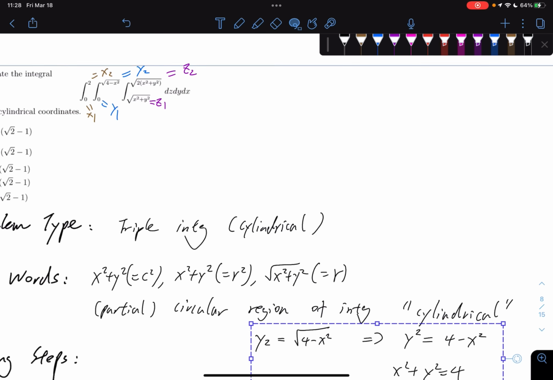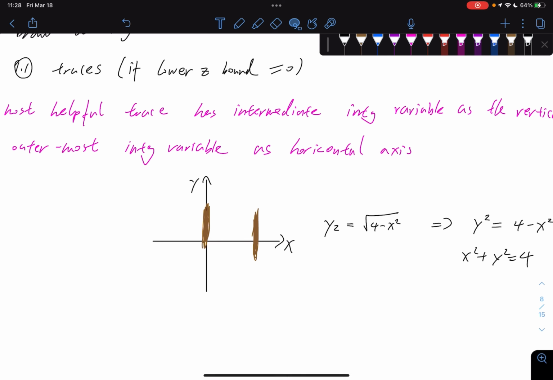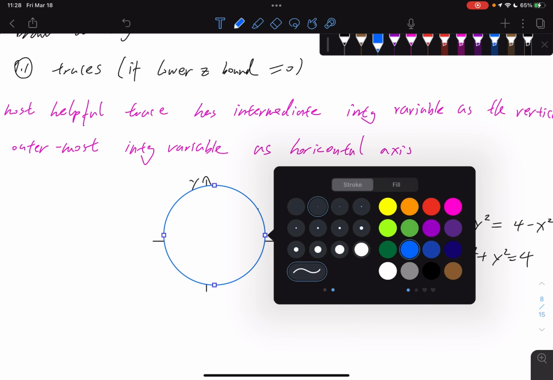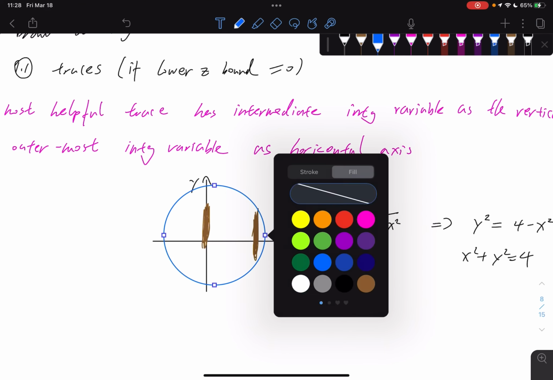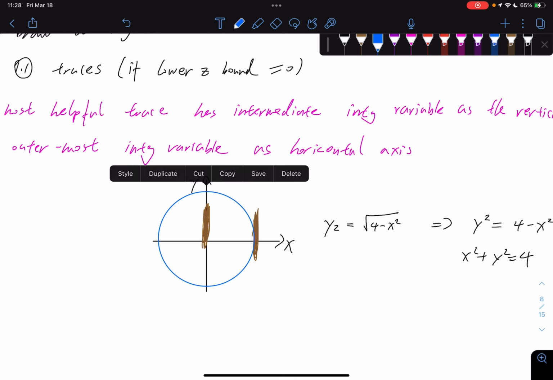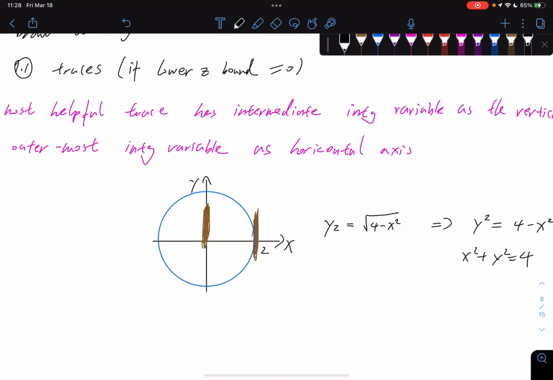So let's move it down. Right, so y2 is something like this, right? It's a circle. I'm just gonna draw the whole circle. Oops, let me disable the fill. Right, so this is a circle with radius of 2. So this is 2 right here, and this is 2 right here as well.